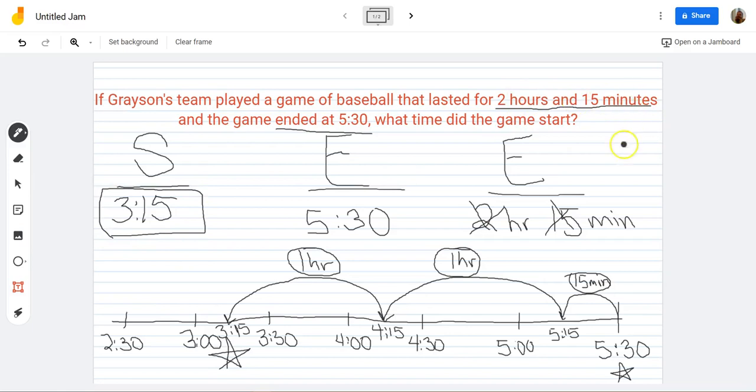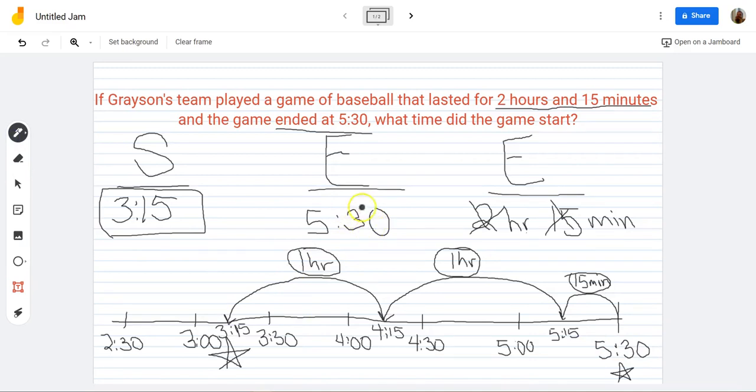And the game lasted 2 hours and 15 minutes, which we had under our elapsed time and made sure to utilize on our number line. 15 minutes back, 1 hour, second hour, a total of 2 hours and 15 minutes backwards in time because we had to work from our end time backwards to our start time. So that makes the most sense to me.